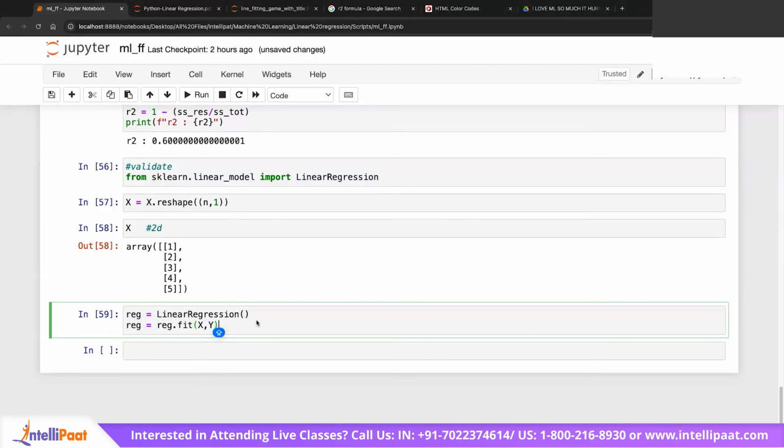Why do we need to reshape Y? We never reshaped Y. We only reshaped X. Where in this code do you see reshape Y? Where in this piece of code have we reshaped Y? Why not? Okay.